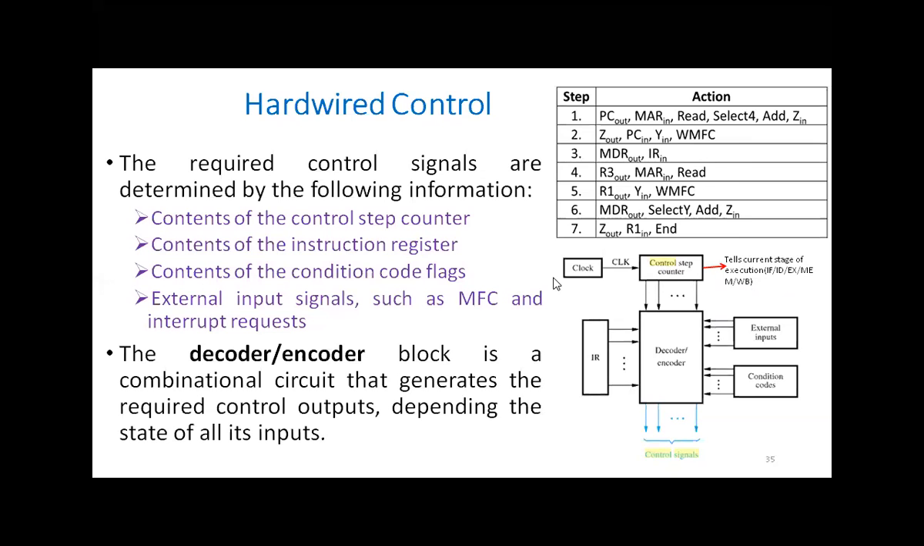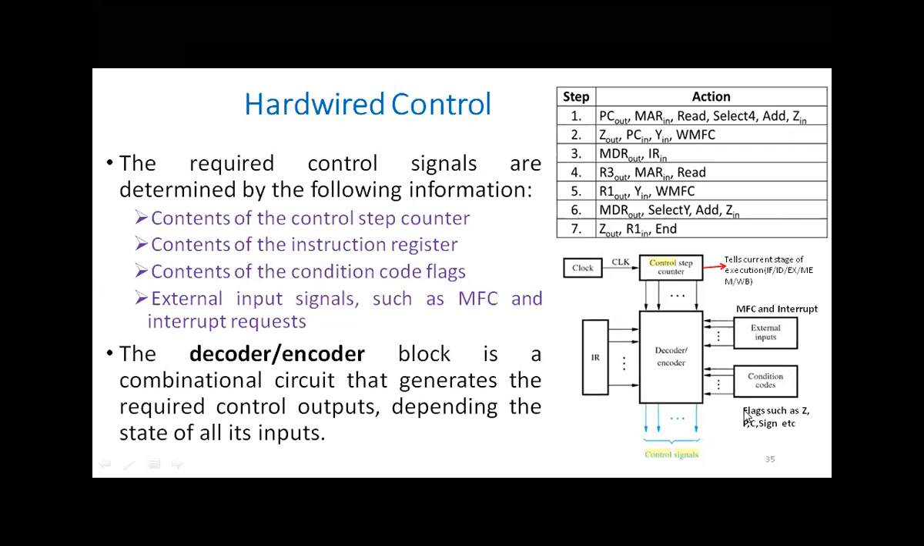The control step counter value is incremented with the clock signal. At each clock signal, it is incremented. It goes up to 5, and then again it starts from 1; it is reset. And these are the external inputs like MFC, memory function completed, and interrupt signals. These also come during the execution of the instruction. There may be some interrupts, or if the instruction is reading something from memory, it waits for a memory function completed signal. That signal comes from outside, I mean from the memory.